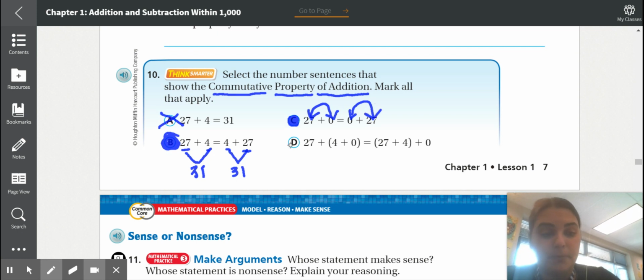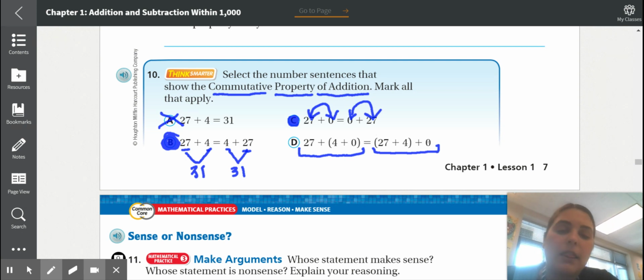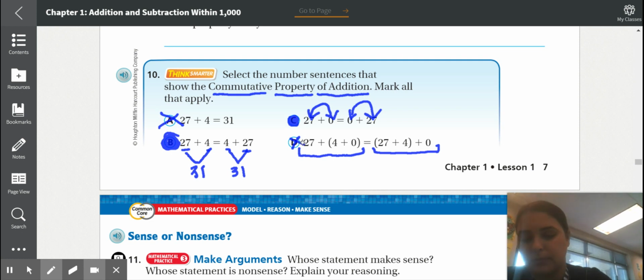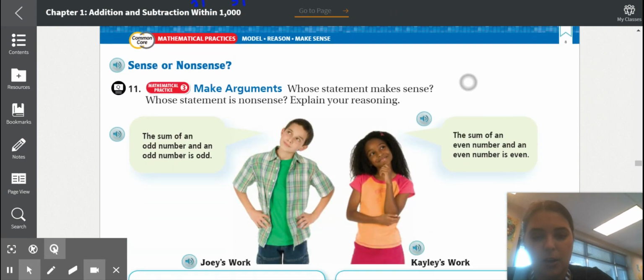And let's look at D. 27 plus 4 plus 0 equals 27 plus 4 plus 0. Well, let's look at this side of the equal sign. 27, 4, 0. Now let's look at this side. 27, 4, 0. These three numbers are all in the same order. The order did not change. So this is not showing the commutative property of addition. Okay.